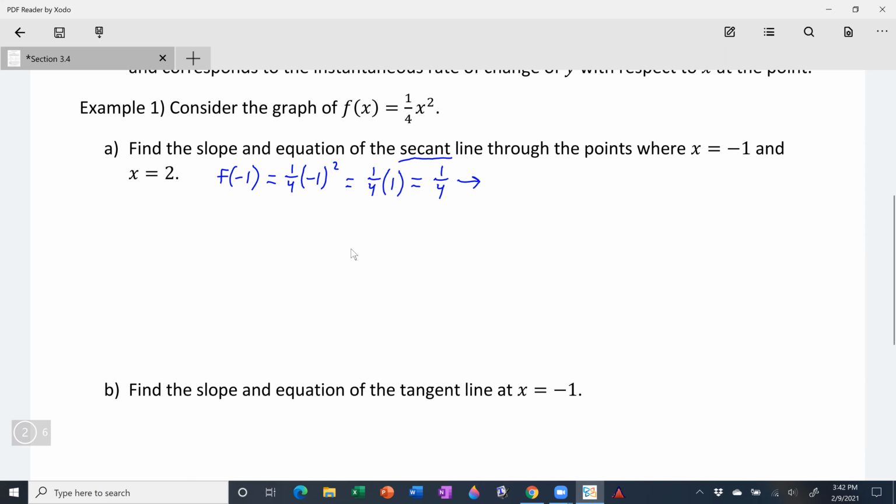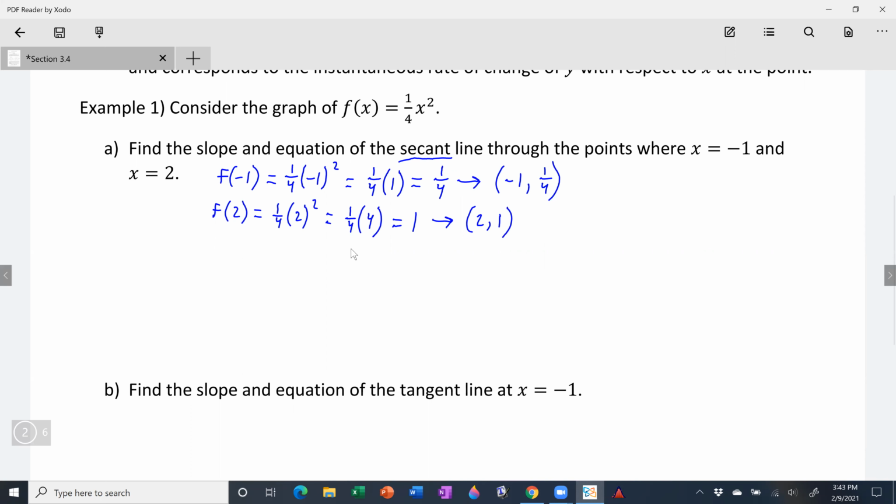So the point that's on the graph that we need to use is -1 comma 1/4, which is what we found for the y part. Okay, so we'll use that point. We also need to find the y part of the other point. So for f of 2, plug it into the function, 1/4 times 2 squared. Order of operations, so the 2 gets squared first. Now that's 1/4 times 4, which comes out to 1. So the other point that we're interested in is 2 comma 1.